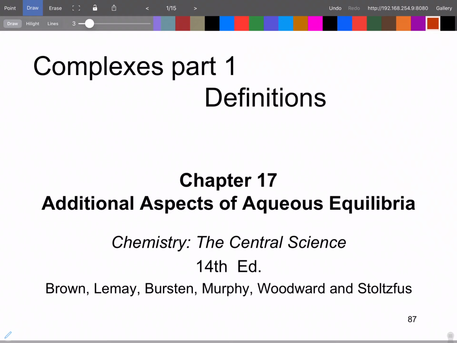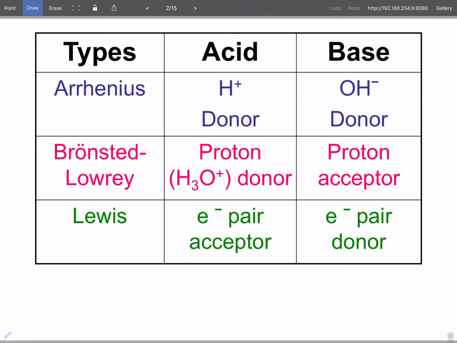Last item in chapter 17. It is complexes which are still in equilibrium. We'll go through the definitions of them. We've done a little bit before.